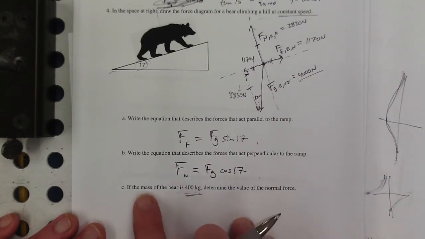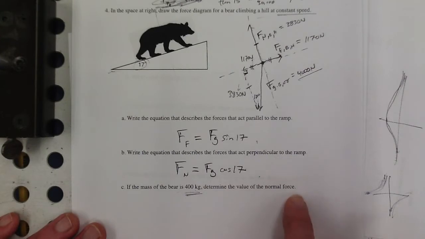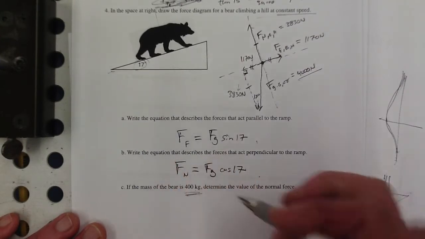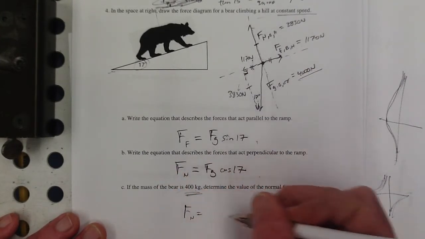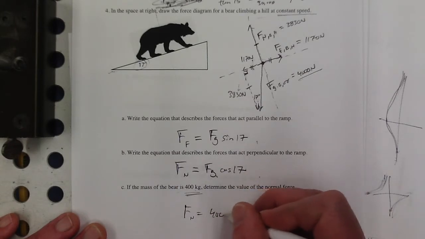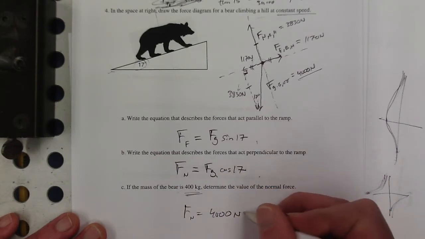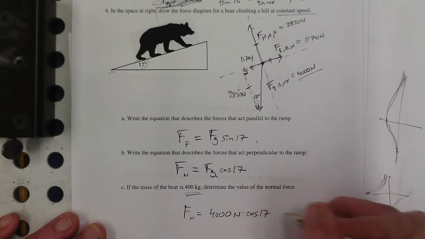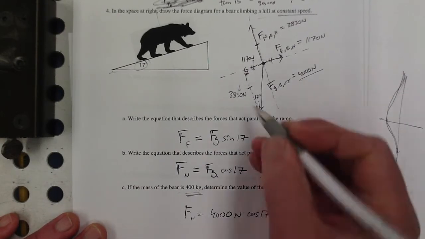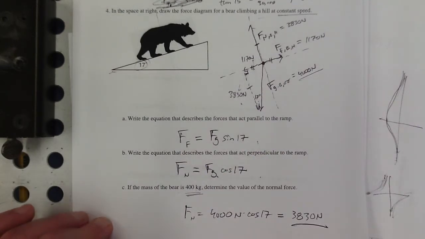And if the mass of the bear is 400 kilograms, then determine the value of the normal force. That's what we would do here. So the normal force is equal to 4,000 newtons times the cosine of 17. Which we already did.